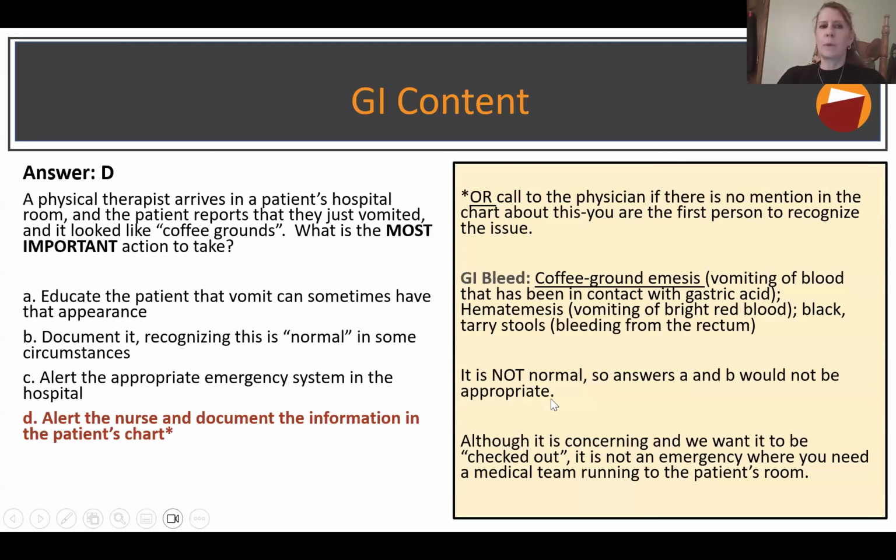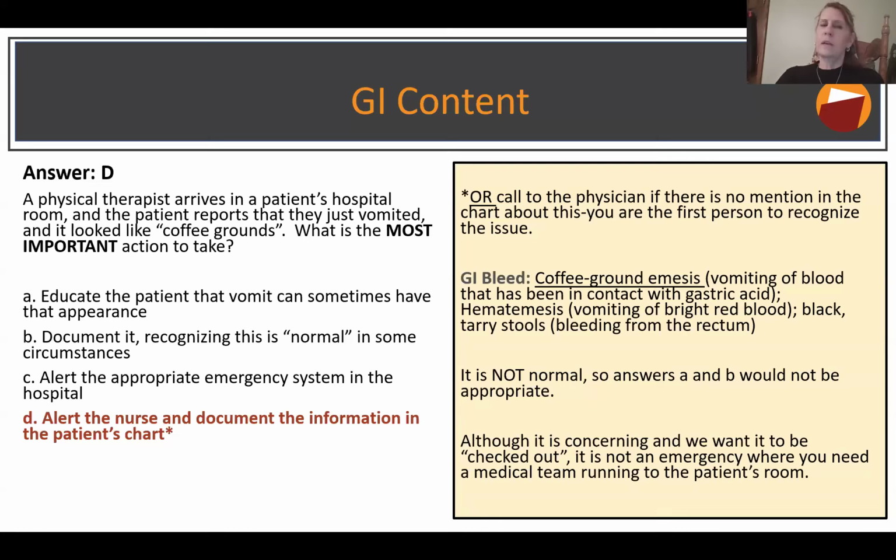So good job. Most people, that was the majority of who said that, right? So we're going to alert the nurse or call the physician if there's no mention of this in the chart. If we're the first person to recognize this, we need to let somebody know. Maybe the nurse, maybe the physician, could be the resident, and we want to document it, make sure that our note has that in it. So somebody should be reading that as well. So it's not normal. So we got rid of A and B. It's concerning.